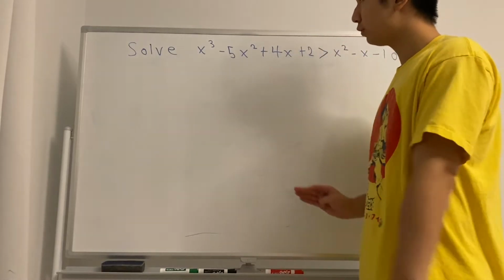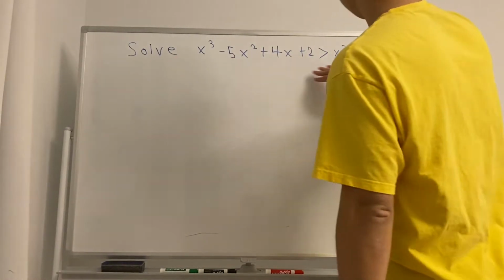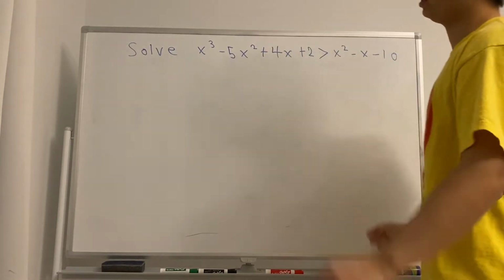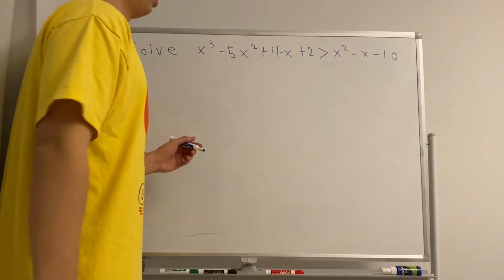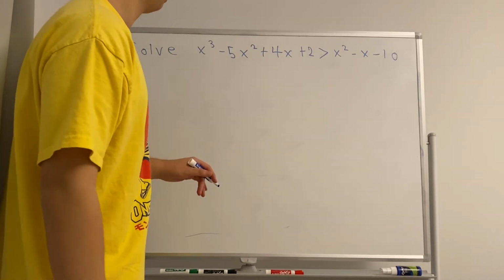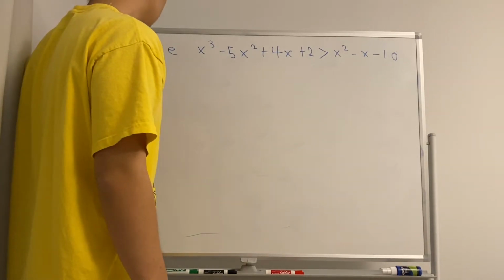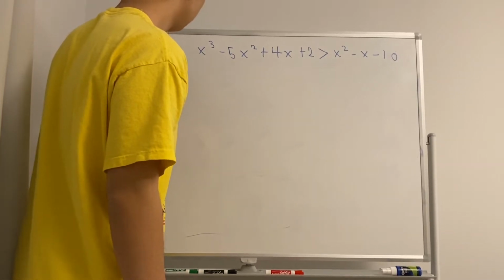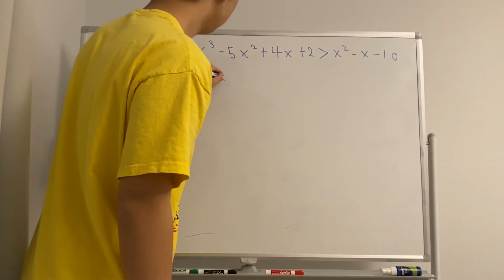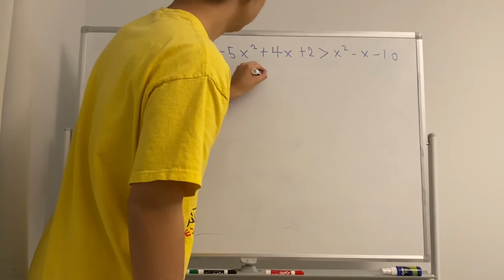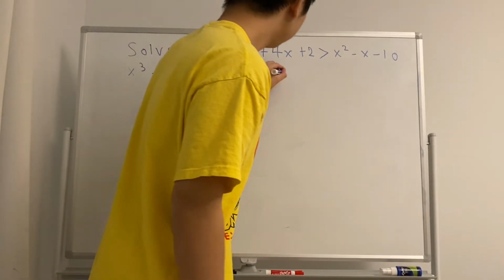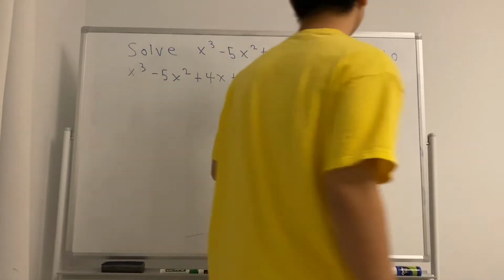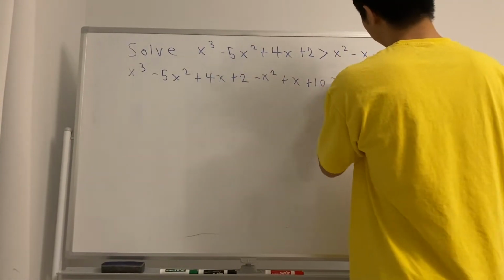Okay, so in this video, we have to solve this inequality. First thing I'm going to do is move everything to the left side. So when you do that, you get x cubed minus 5x squared plus 4x plus 2 minus x squared plus x plus 10, and then this has to be greater than 0.